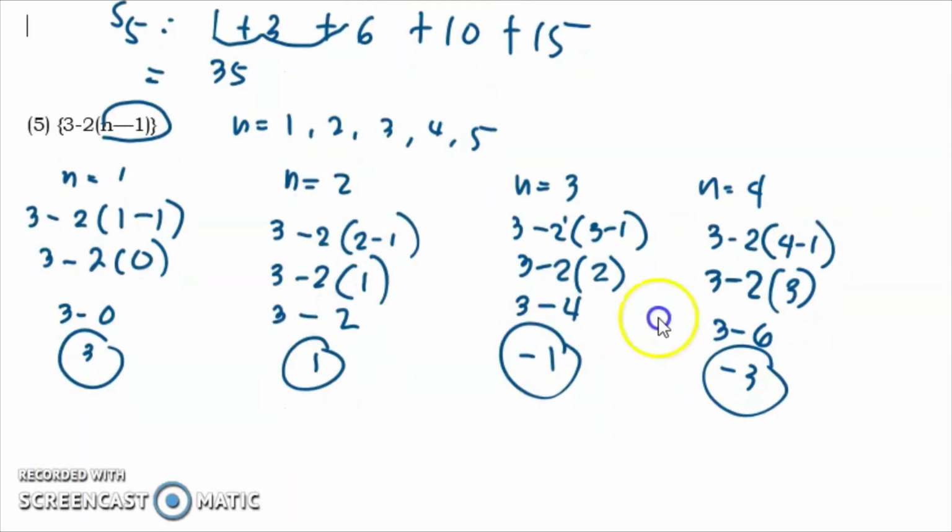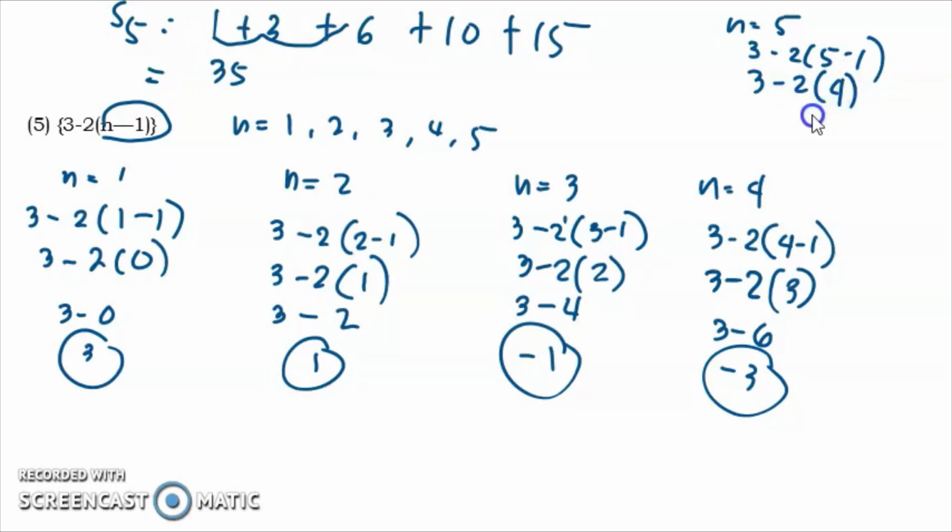And then, for the last one, hala, wala akong space. Dito na lang ha. N equals 5. So, 3 minus 2 times 5 minus 1. So, 3 minus 2 times, what is 5 minus 1? You have there 4. So, what is 2 times 4? 8. So, 3 minus 8 is negative 5. So, you will have here 3, 1, negative 1, negative 3, negative 5.